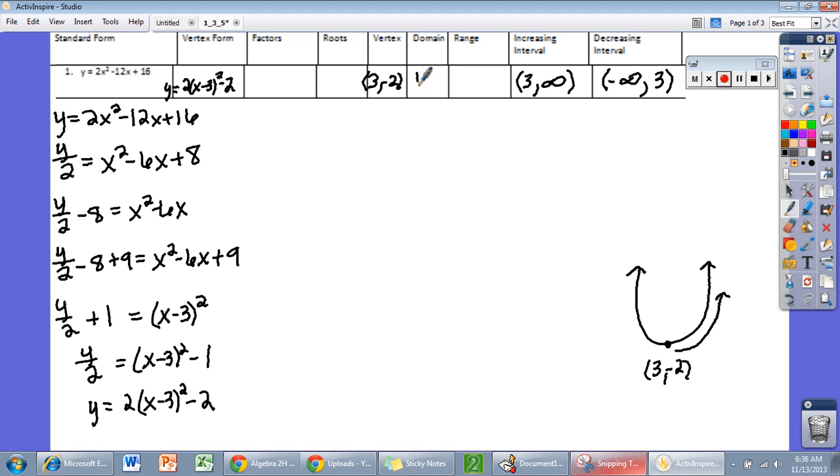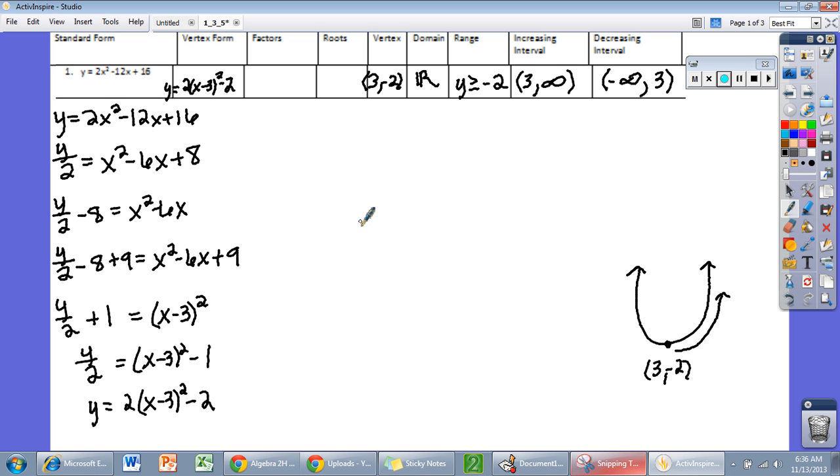Domain is always all real numbers, and the range is always dependent on the y value. It points up, so range is everything greater than or equal to the y value of my vertex, which in this case is negative 2.